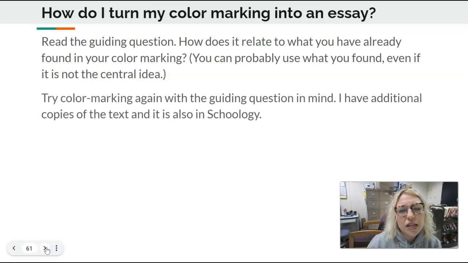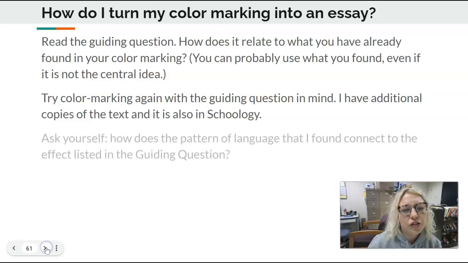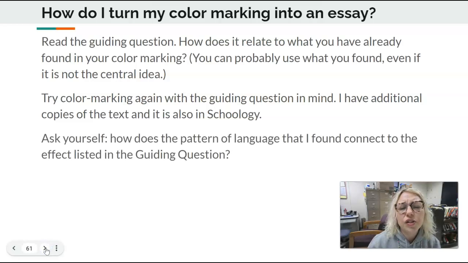So try color marking again. Now that you have the guiding question in mind, I have extra copies of this text, so you can color mark as many times as you want, as many copies as you want, and you can also find it in Schoology. Ask yourself, how does the pattern of language that I found already in the color marking connect to the effect listed in the guiding question?